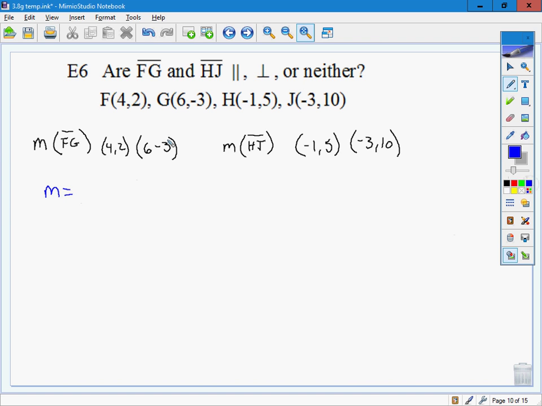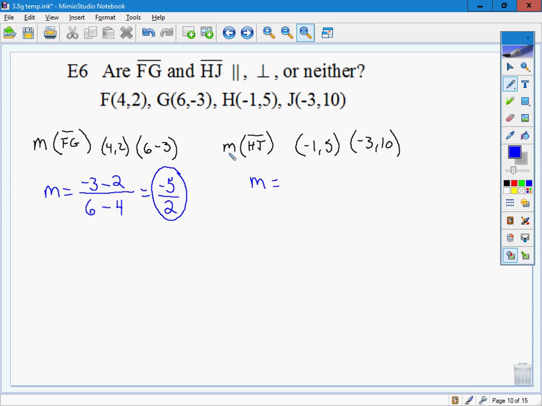Slope is y2, -3, minus y1, which is 2, over x2, which is 6, minus x1, which is 4. -3 minus 2 more would be -5. 6 minus 4 is 2. So the slope of this line is -5/2.